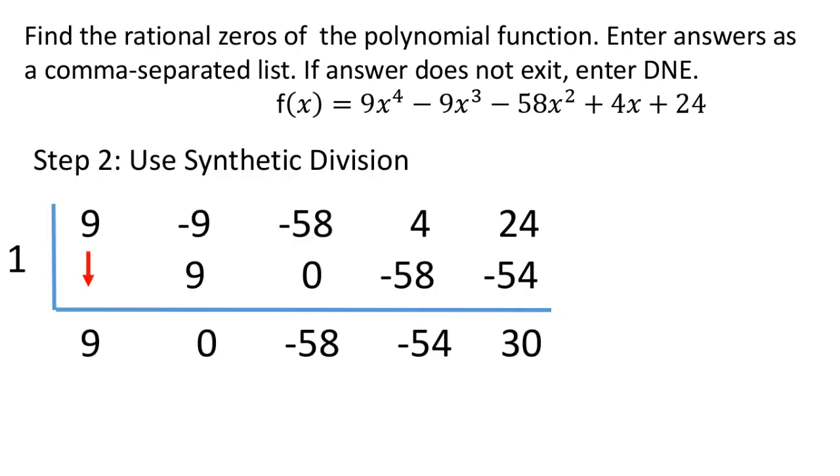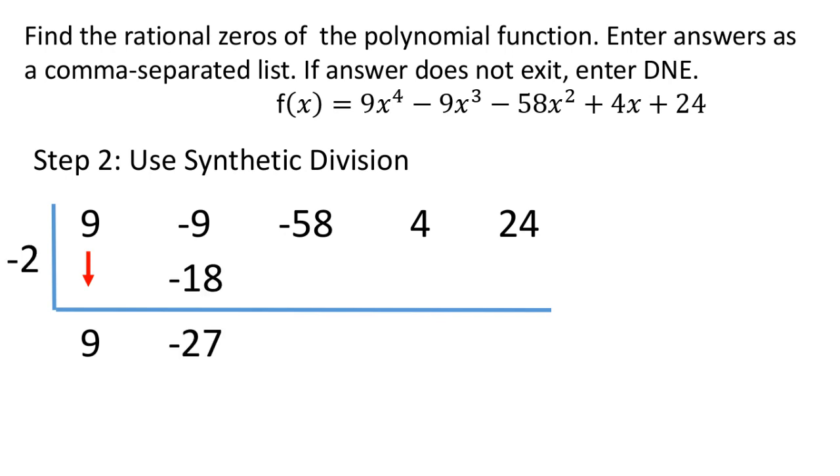All right, so again, always start with 1. When I use 1, using synthetic division, I see that my remainder is 30, so 1 is not a zero. Let's try negative 2, just to speed up the process.